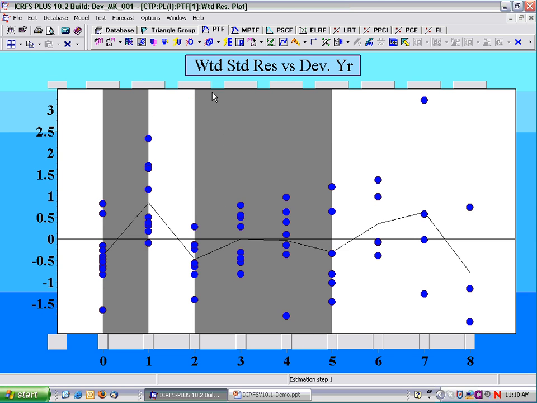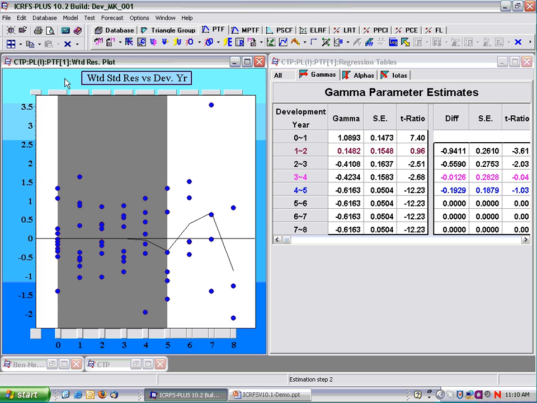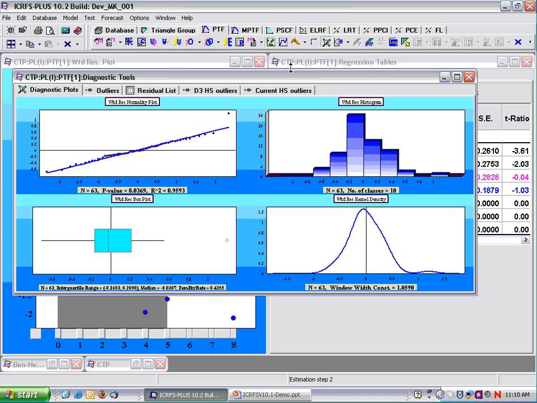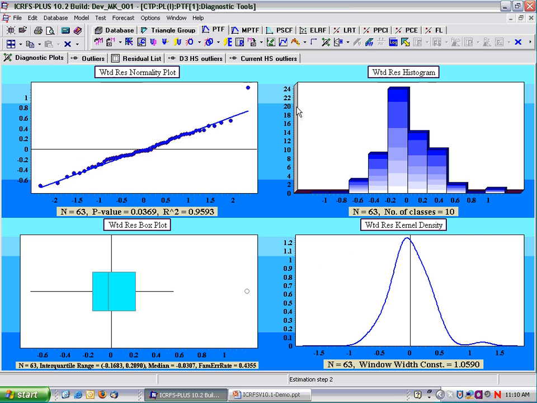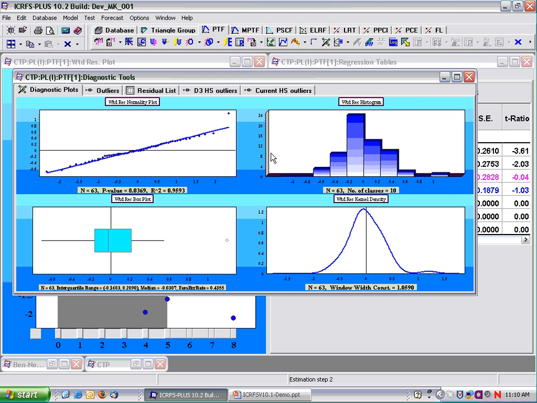Let's estimate that. And then you can see 0 to 1 and 1 to 2, most of the residuals in development year 1 are positive, so we do need another parameter. So let's estimate that. Let's tile vertically. And now if you look at the regression table, we're looking at the gammas. You'll notice that the line 3 to 4 is pink. The other thing you'll notice is that this observation is relatively large. If we look at our diagnostic tools and look at the normality display, we can see that this observation is there. It's also there. In order to assign it 0 weight, you just click on it.